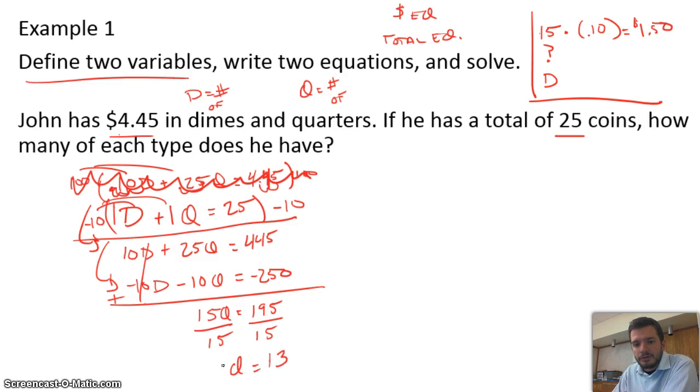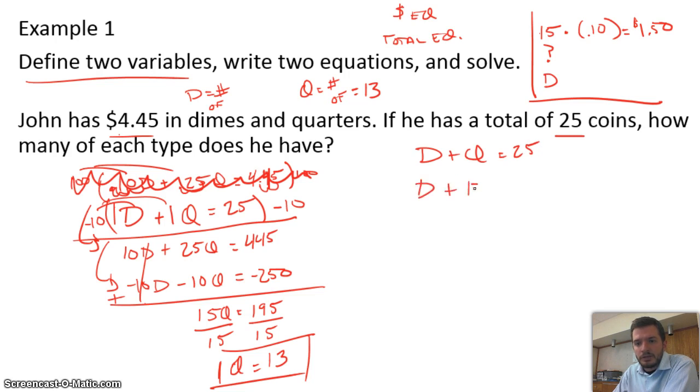So I've got 13 dimes. Or sorry, quarters. I don't know why they look like a D to me. My Q's are terrible. Don't judge me. All right, so 13 quarters. I'll write it up here so we know. Now I'm going to go back and plug it into this original equation. The number of dimes plus the number of quarters equals 25. So I'll plug in the Q: D plus 13 equals 25. Subtract 13, and the number of dimes will be 12. And that'll do it. Pretty straightforward.